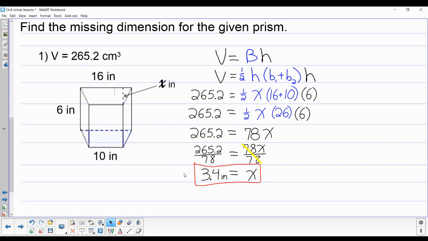So to find the missing dimension, we follow the same steps that we have been using whenever we have a formula. We write the formula, we plug the numbers from the problem into the formula, and then we solve.